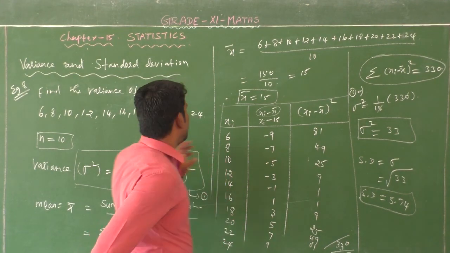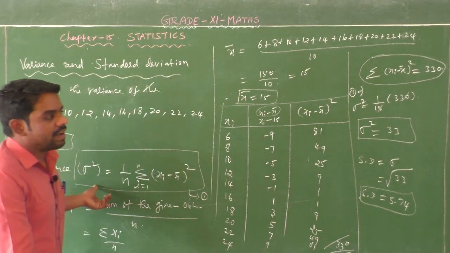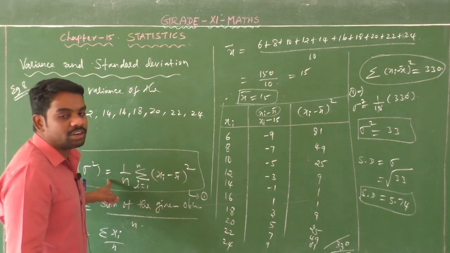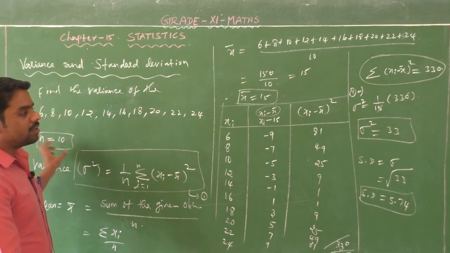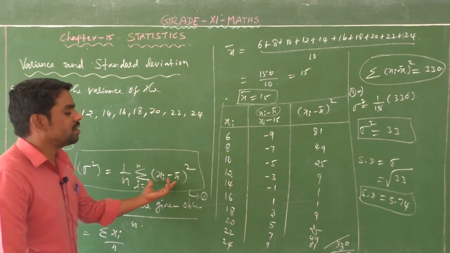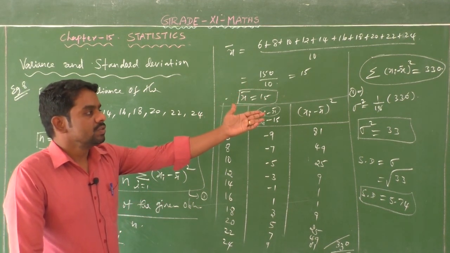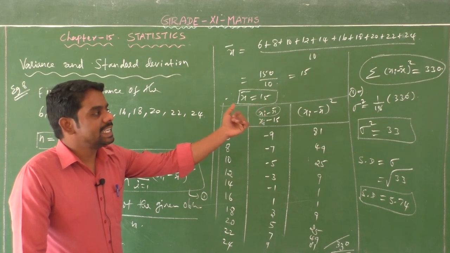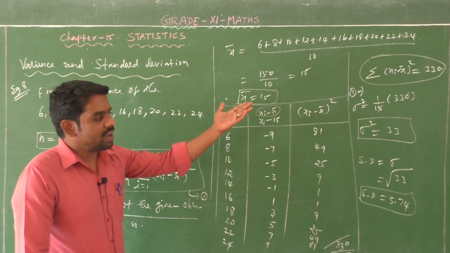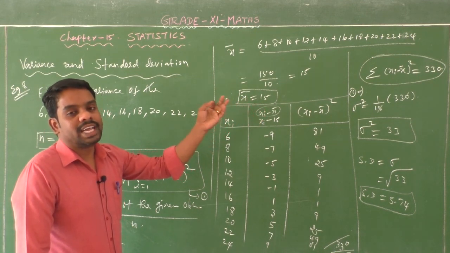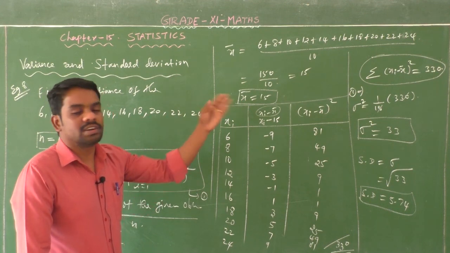Okay, so substitute these values in equation number 1. So the variance sigma squared is equal to 1 divided by n, and the value of n is 10. So 1 by 10 into this value, the summation of (xi minus x bar) the whole square, is 330. So sigma squared equals 1 divided by 10 into 330. Simplify this value, I have the variance of this given data is equal to 33.